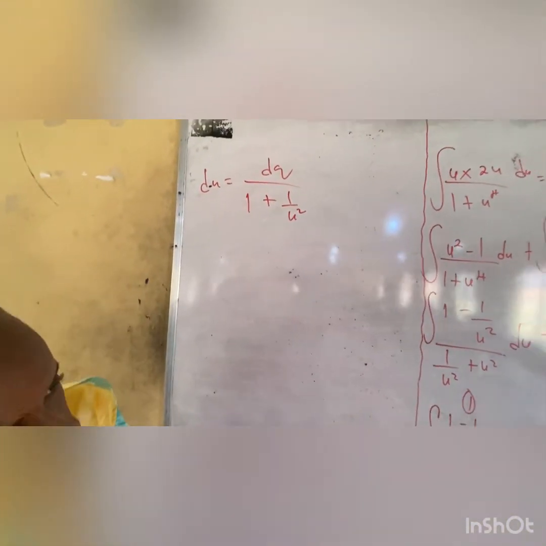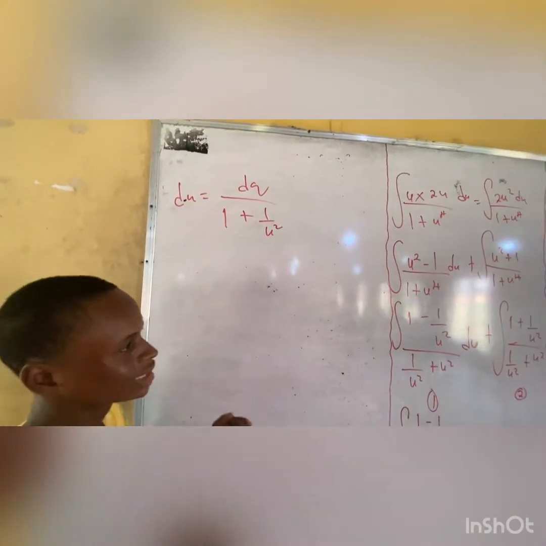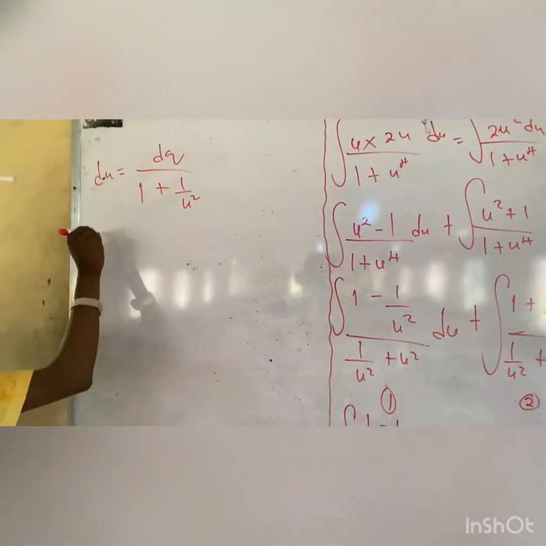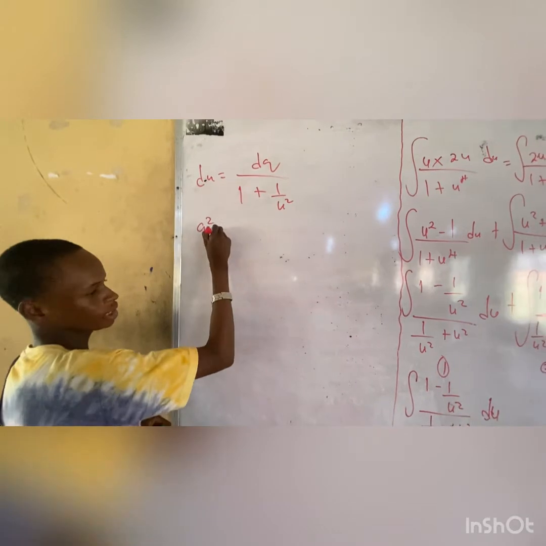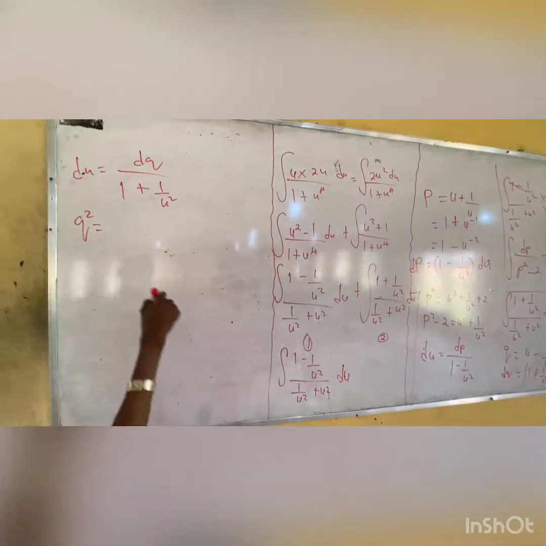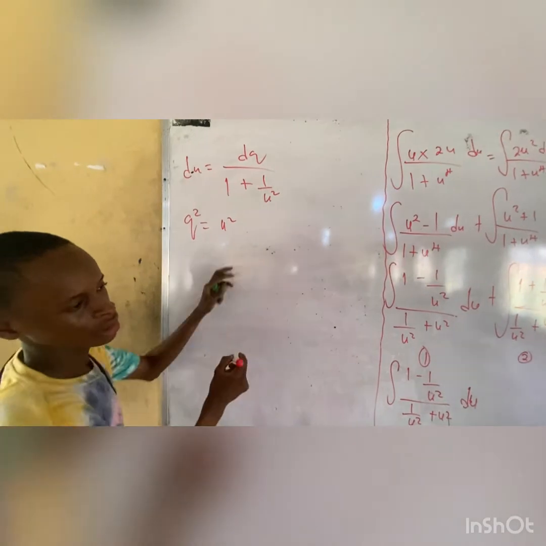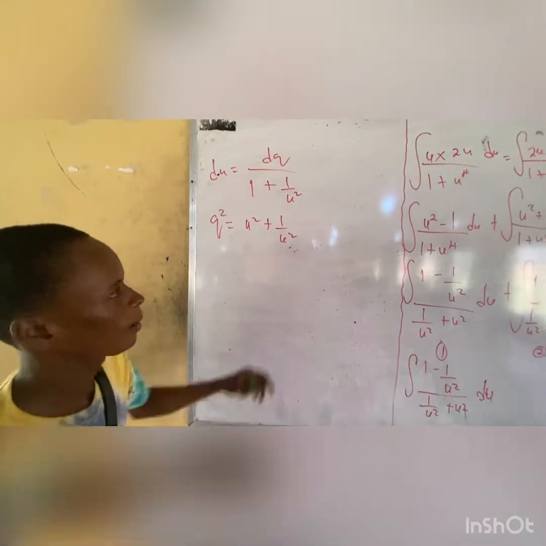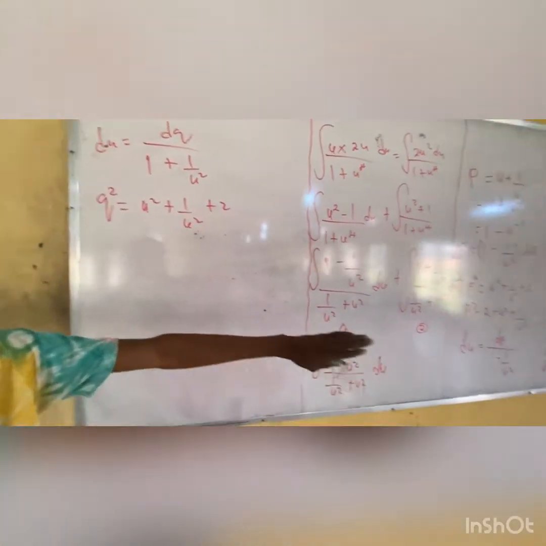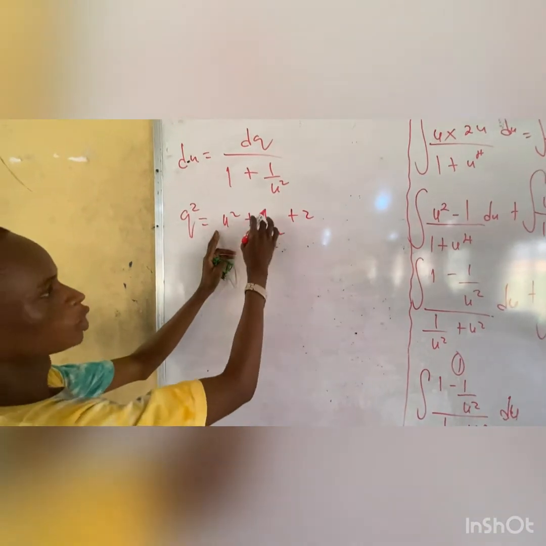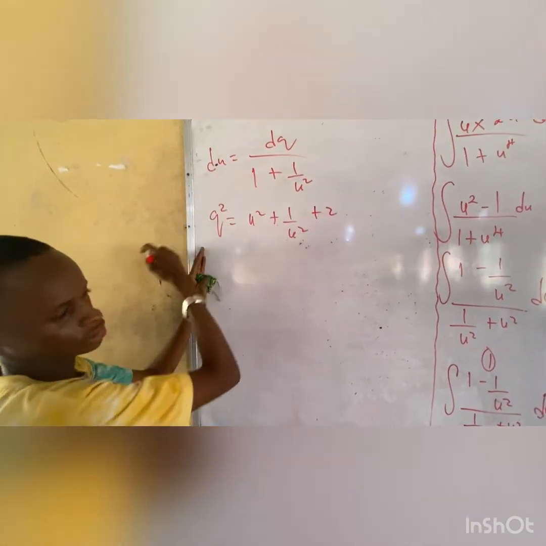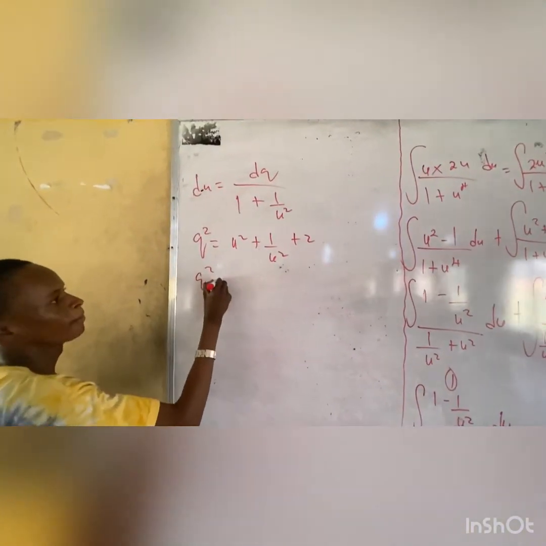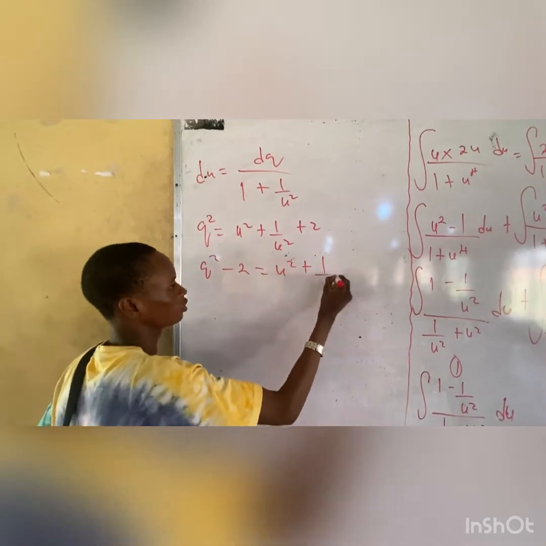And for the second integral, now you notice that we took the square root of p and u. So also we are going to take the square root of q as well. So we have q squared is equal to u squared plus 1 over u squared plus 2, because when we square both sides, when we square q, 1 plus u plus 1 over u, you have this. So taking this back to the other side, we have our q squared minus 2 is equal to u squared plus 1 over u squared.